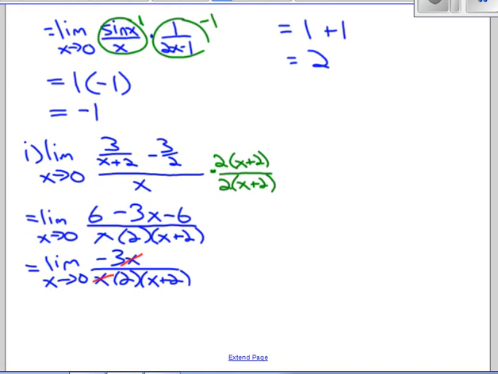The x's divide out. And now that's going to be negative 3 on top. And the bottom will just be 2. I can substitute now. So 2 times 0 plus 2, or 2 times 2, which is 4.